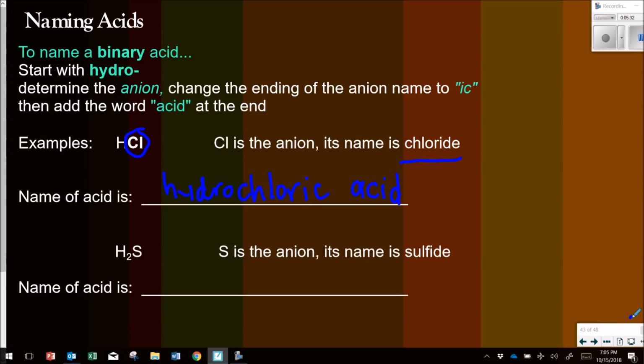The next one is H2S, so I have S here. That anion name is sulfide, so I will begin with hydro. And then I will change the ide to ic, so I have sulfuric, and then acid. Later in the video, we will talk about why it's not sulfic but sulfuric.